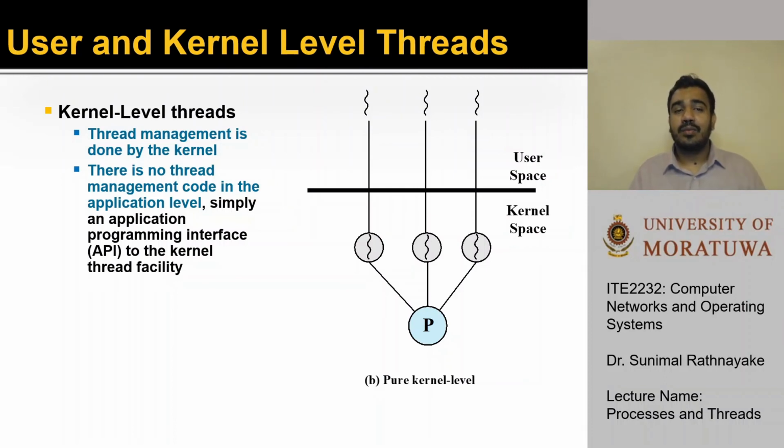So unlike in the pure user level thread model, in this case you don't have to share the same small process time quantum within all the threads, because each thread is mapped to a kernel space thread, and each thread will get its own time quantum. So there is no thread management code in the application level, simply an API to the kernel thread facility.